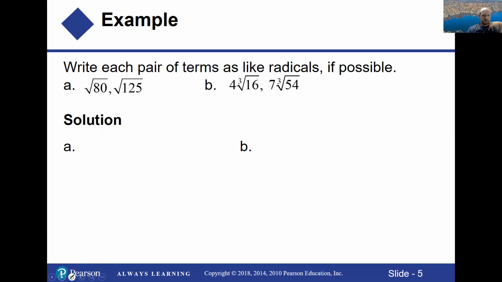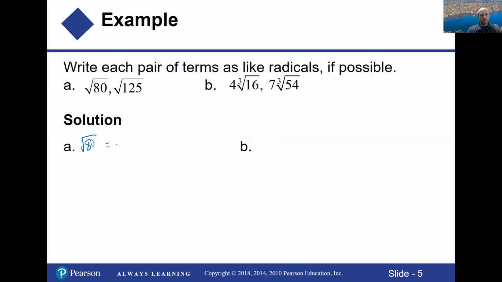Okay. So let's go ahead and let's try A. So we have square root of 80, square root of 125. What I mean here is I'm going to try and write these so they're like radicals. So right now, obviously 80 is different than 125. I'm going to try to simplify them so I can get them down so they have the same radical expression on the inside there. So the same radicand.